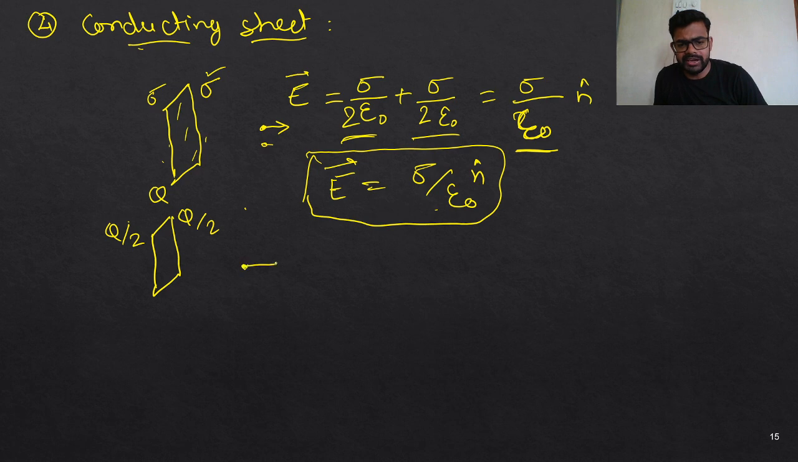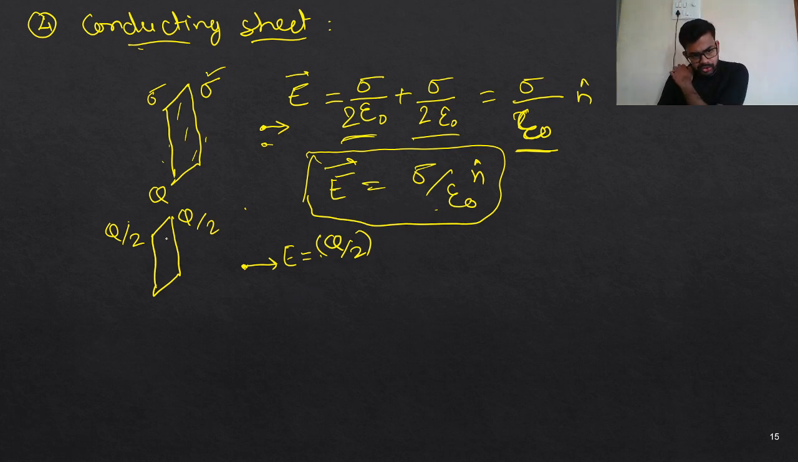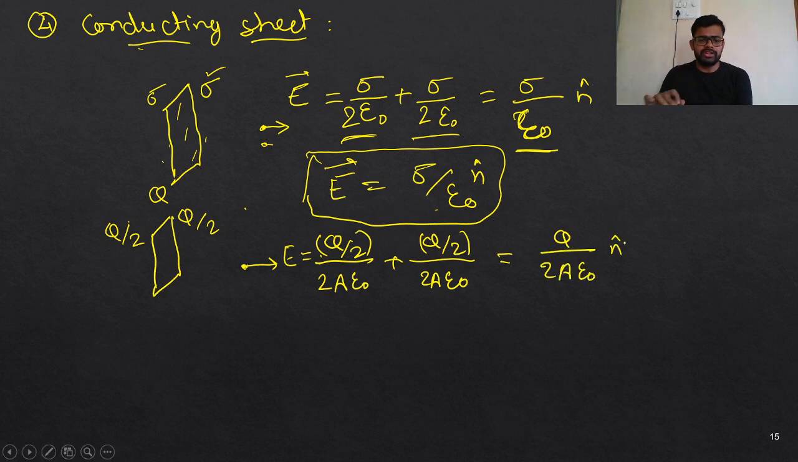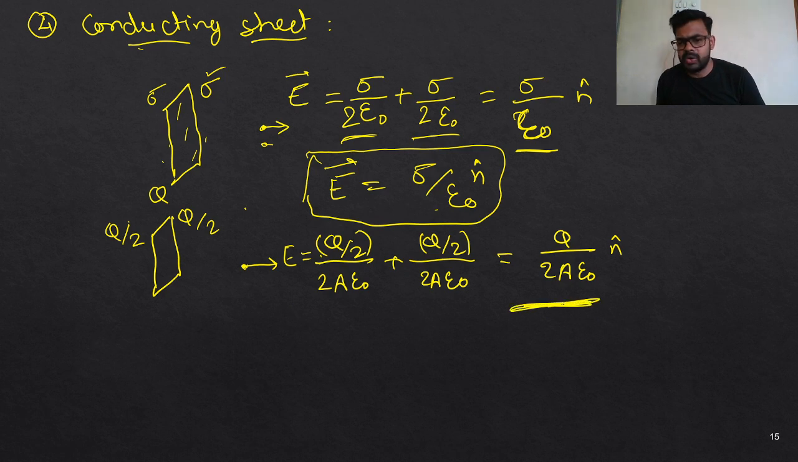So let us write the electric field at this point. E is equal to Q by 2. You know the formula: because of charge Q, the electric field intensity was Q upon 2A epsilon naught. But here the charge due to one side is Q by 2, so Q by 2 upon 2A epsilon naught, plus Q by 2 upon 2A epsilon naught. Adding both, finally we are getting Q upon 2A epsilon naught n cap. So you can see, for a conducting sheet or a non-conducting sheet, in terms of charge, the formula is the same, Q upon 2A epsilon naught.